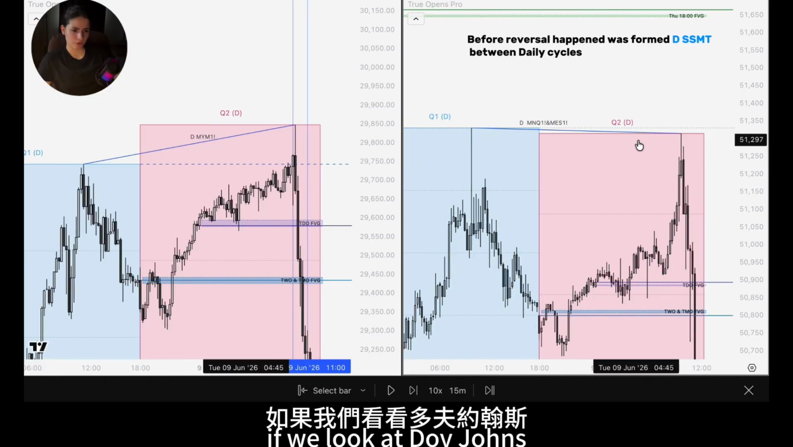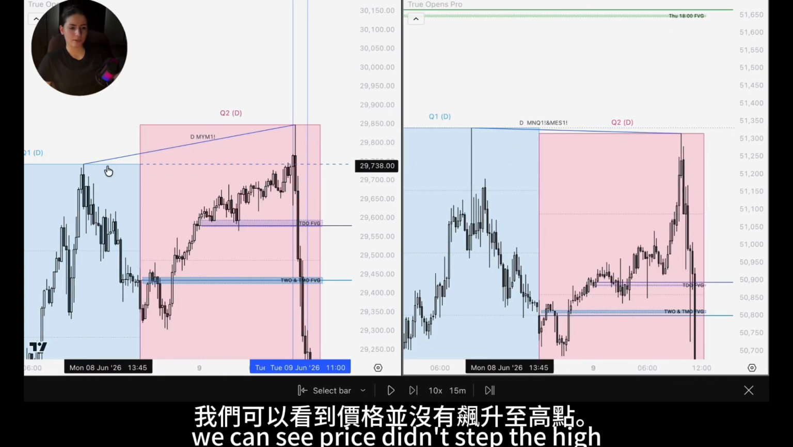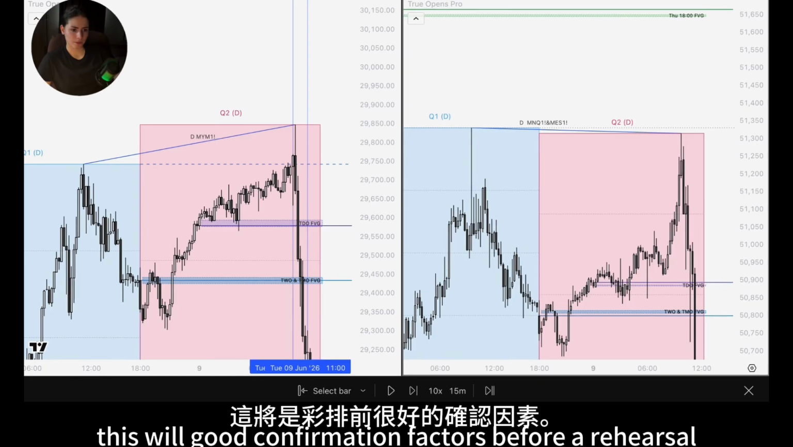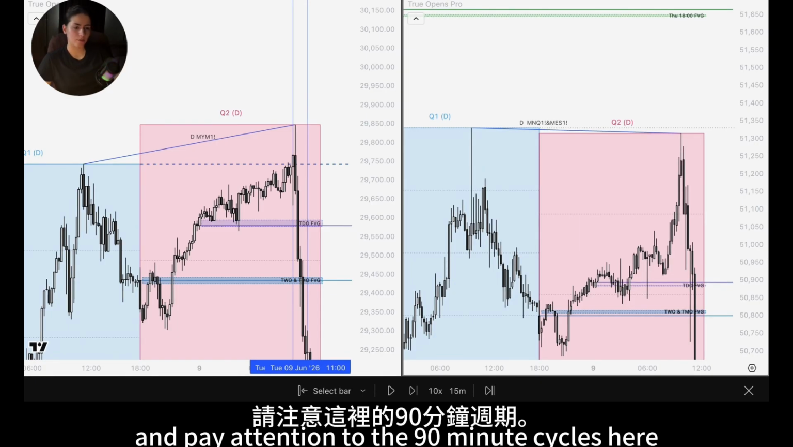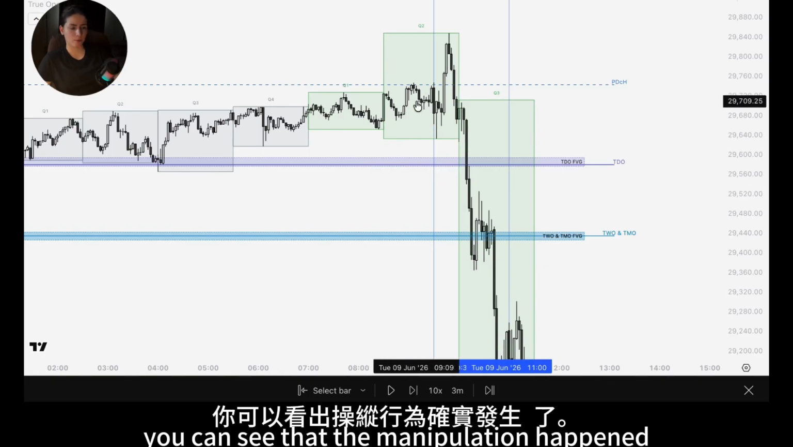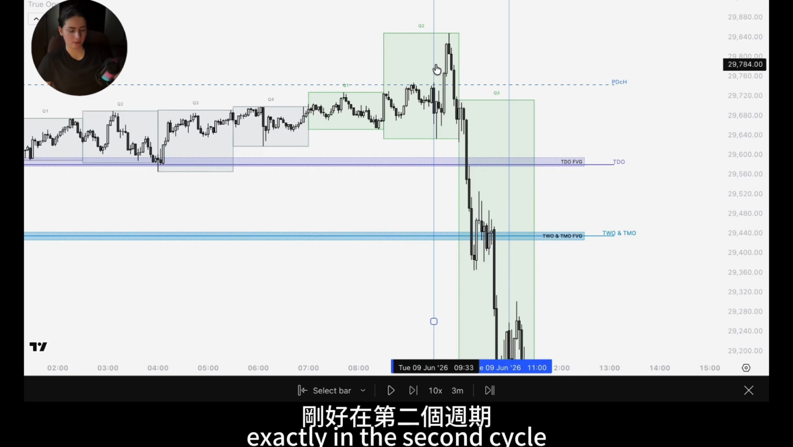If we look at Dow Jones, we can see price didn't sweep the high, but on the Nasdaq, it did. And these were good confirmation factors before a reversal. And pay attention to the 90-minute cycles here. You can see that the manipulation happened exactly in the second cycle.